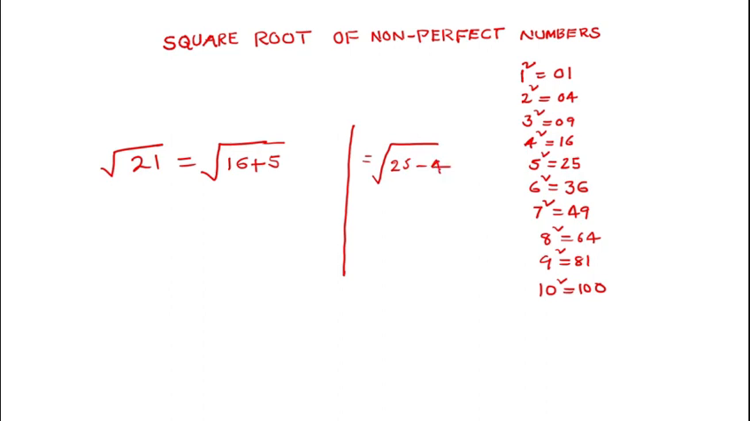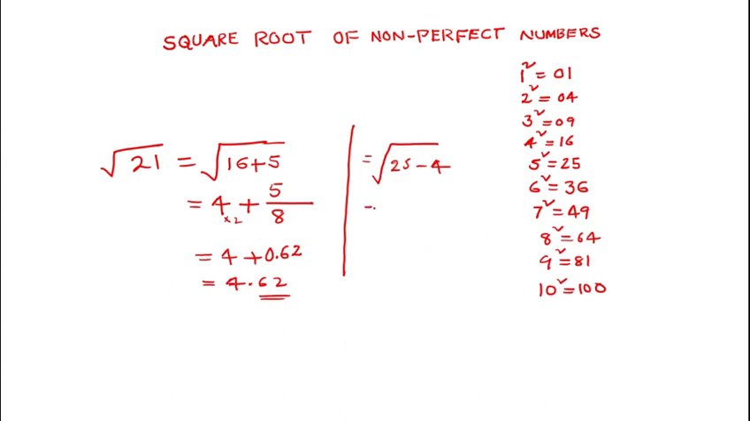First we will solve this one. Square root of 16 is simply 4, plus, write the 5 as it is, divided by 4 into 2, which is 8. If you solve it, it becomes 4 plus 5 by 8. 5 by 8 comes to 0.62, and finally we will get 4.62. So this is the nearest possible answer.